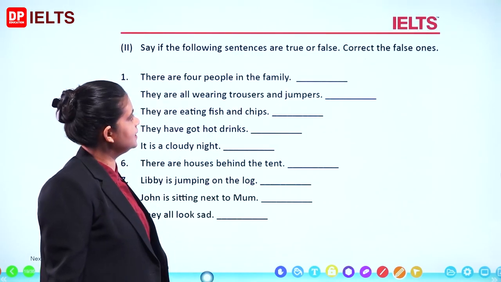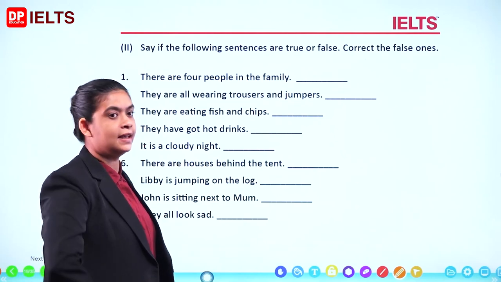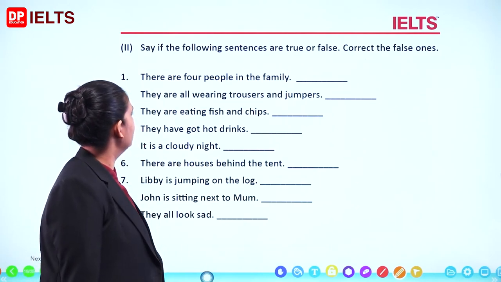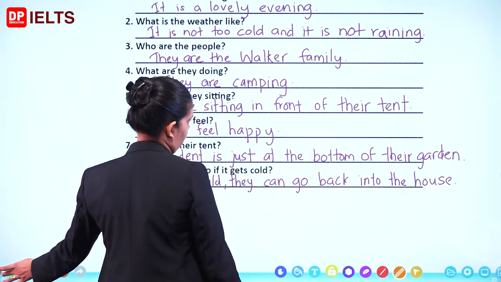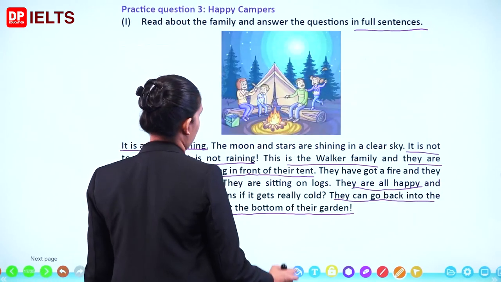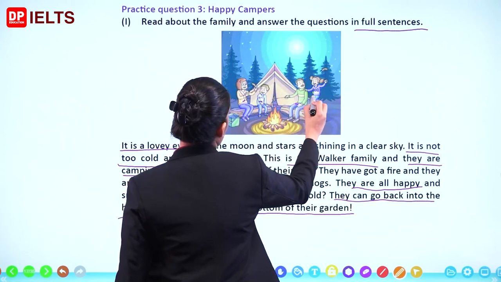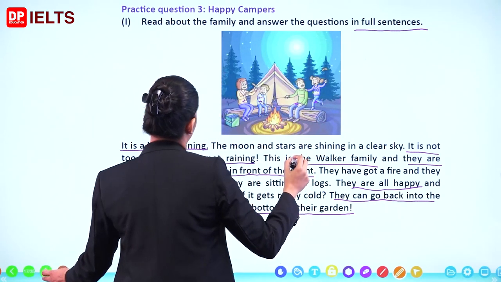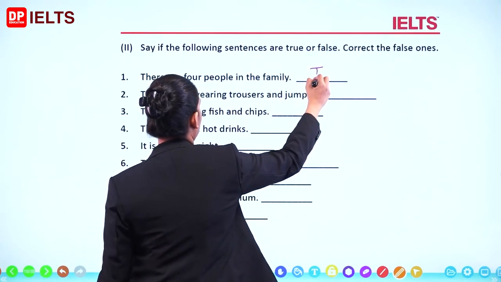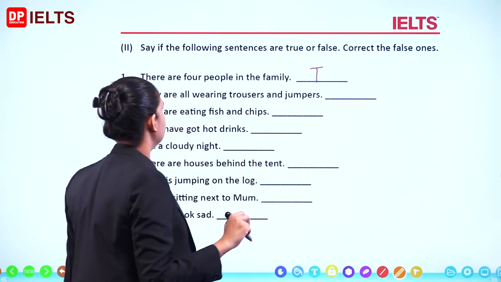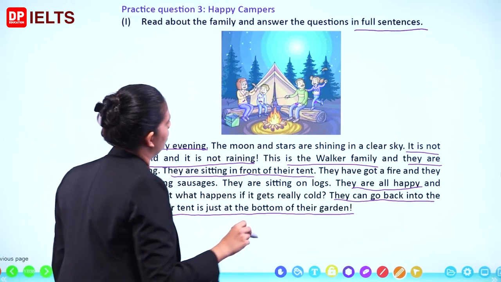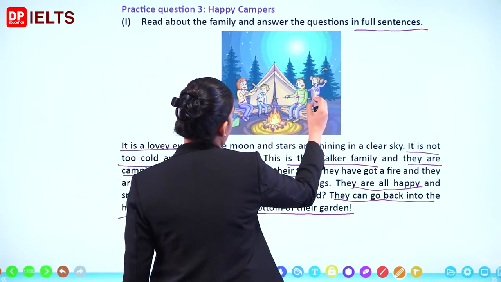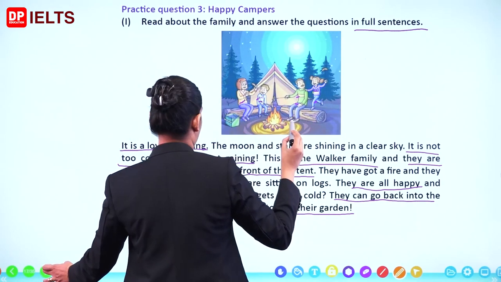See if the following sentences are true or false and correct the false ones. There are four people in the family. 1, 2, 3, 4. That is true. They are all wearing trousers and jumpers. So yes, they are all wearing trousers and jumpers. That is true.